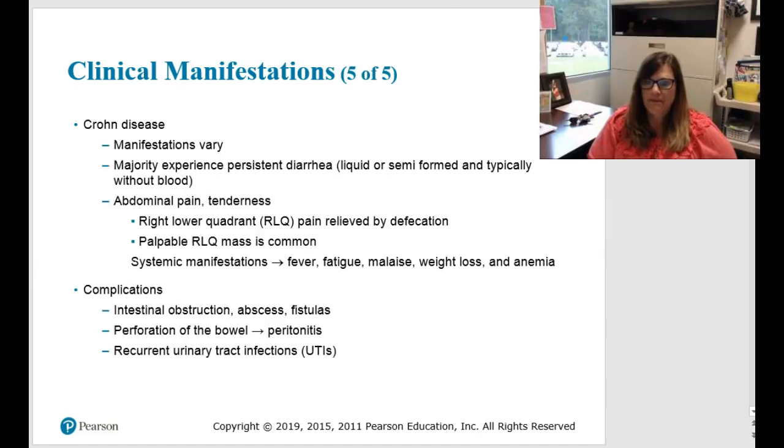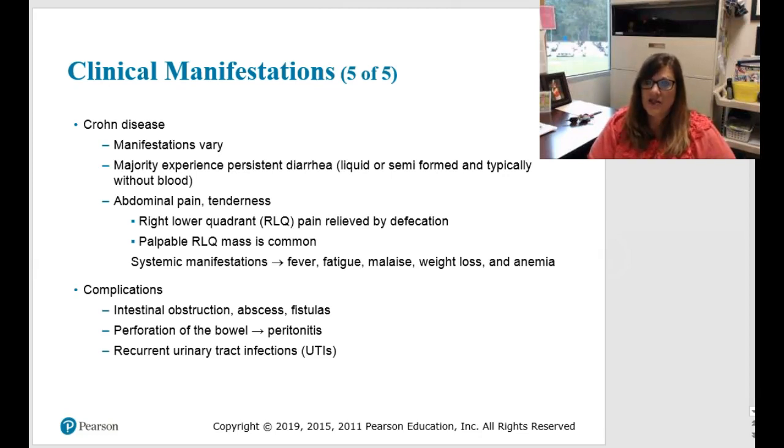Okay. In Crohn's disease, the symptoms are a little different depending on what different kinds of things are going on. You can have the persistent diarrhea. Typically with Crohn's disease there is not blood. And then abdominal pain, this time it would be on the right lower quadrant, and it is usually relieved when they go to the bathroom. And then in Crohn's disease you can also have a mass in the right lower quadrant. There are systemic manifestations with Crohn's disease like fever, fatigue, malaise, weight loss, and anemia.